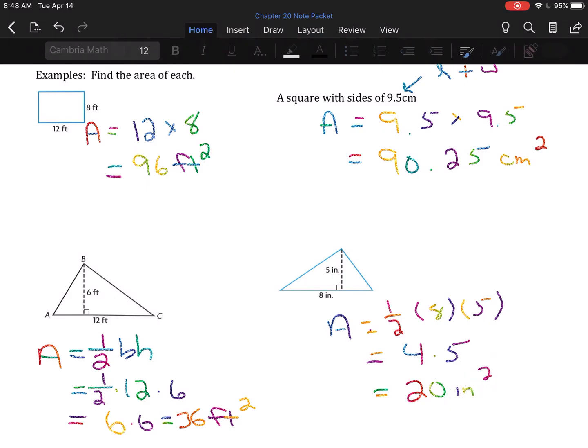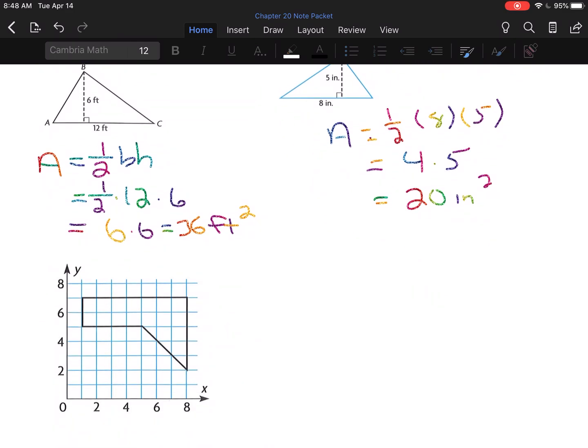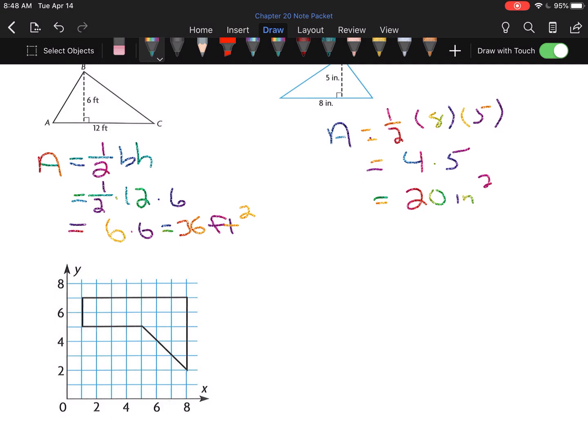Of course, life won't always be that easy. I will occasionally throw something at you that is a little bit goofy. This is called a composite shape. It's made up of two other shapes, a rectangle and a triangle. And we can see that if we close off here. So now we've got to figure out some areas. Okay, so this rectangle is 1, 2, 3, 4, 5, 6, 7 wide and 2 tall.